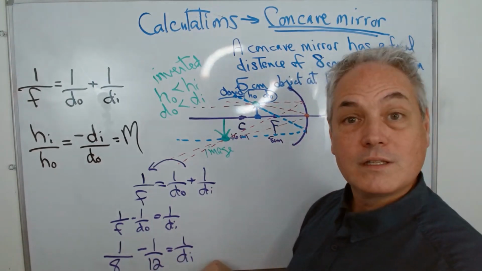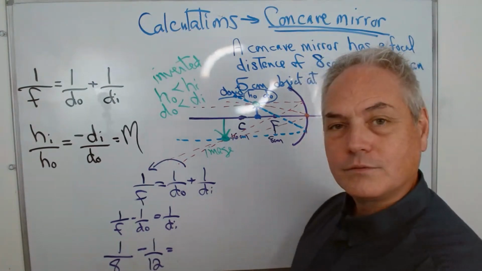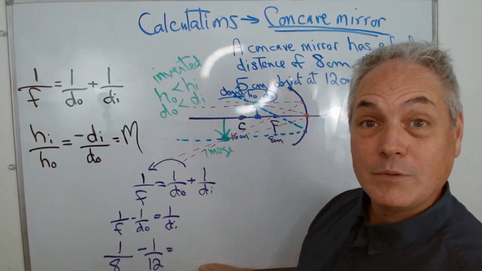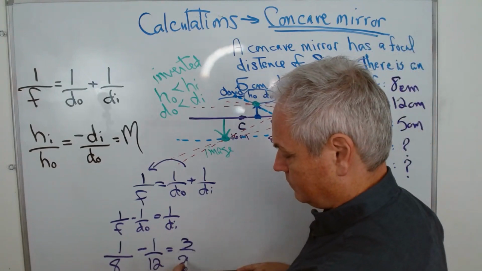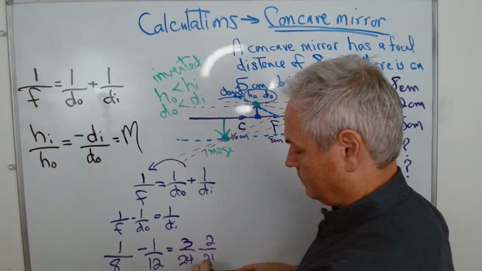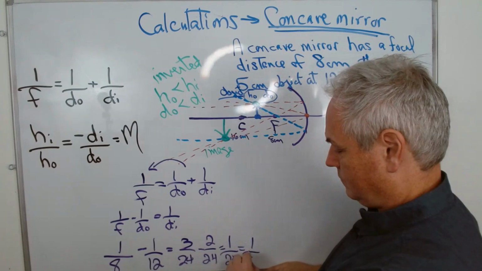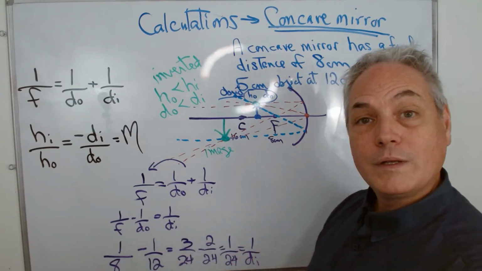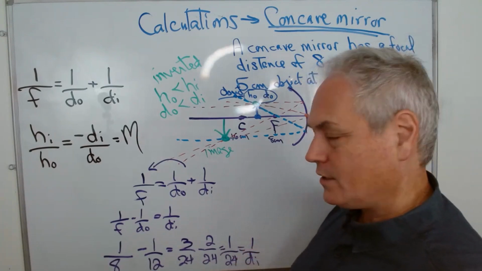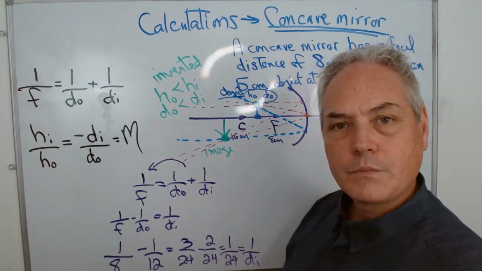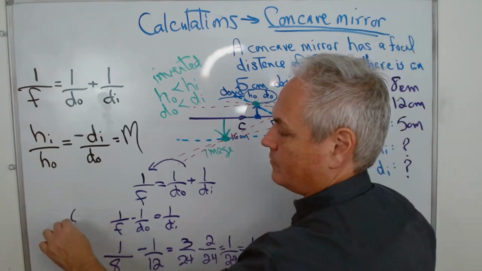Perfect. Now, what's interesting, we have two fractions. So let's see if we can do the calculations here. When you subtract two fractions, let's see if we can have a common denominator. So here we have 24. There we go. So we know that 1 over the distance of the image equals 1 over 24. So we have here the distance of the image.